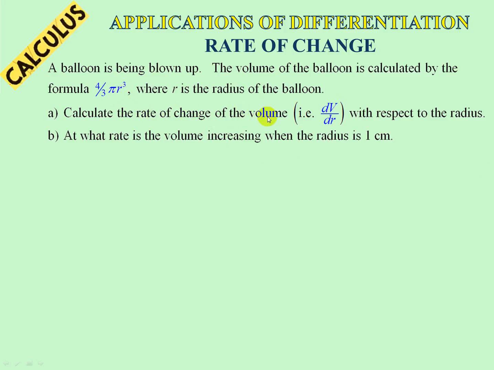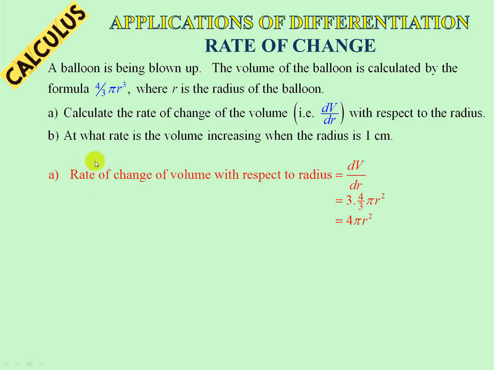Calculate the rate of change of the volume with respect to the radius. dV by dr. Rate of change of V with respect to r, dV by dr. Well, there's V. So we differentiate, and it's 4 pi r squared. At what rate is the volume increasing when the radius is 1? Well, there's the rate of change of the volume. Substitute 1 in, and we get 4 pi.